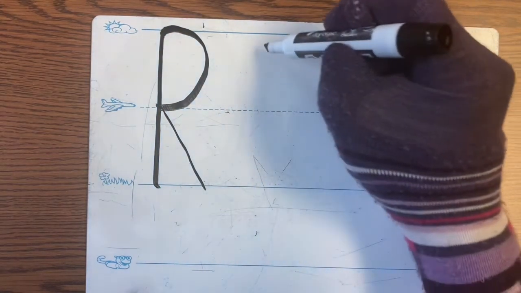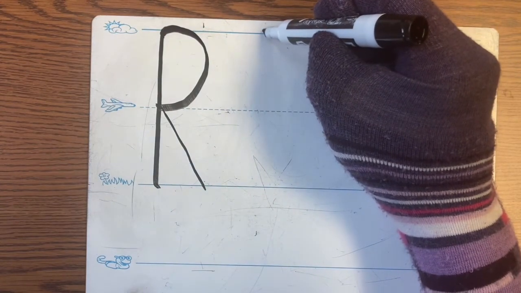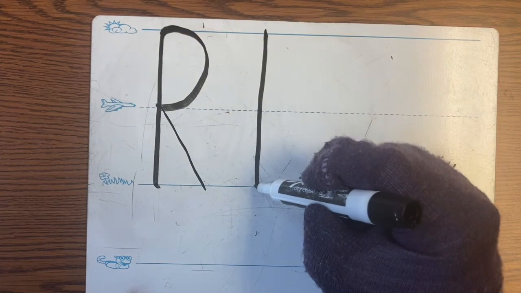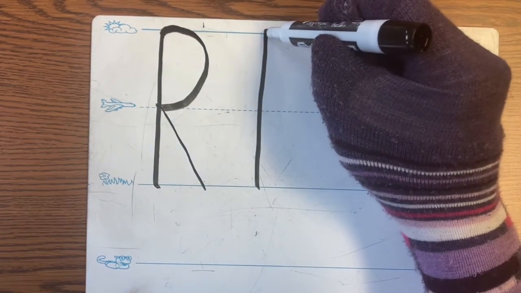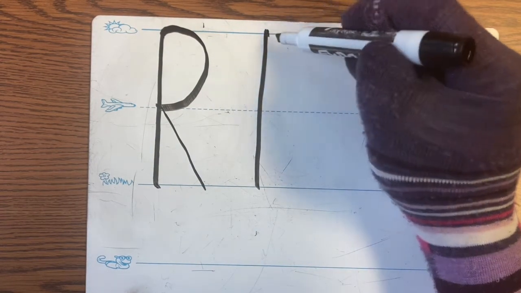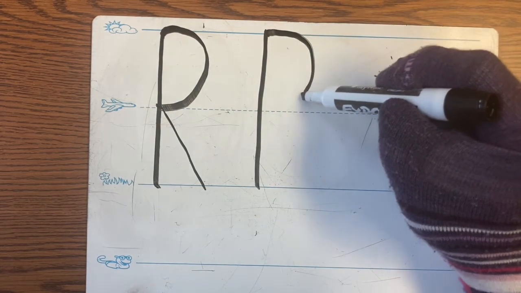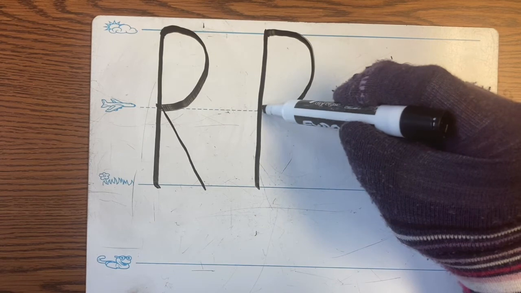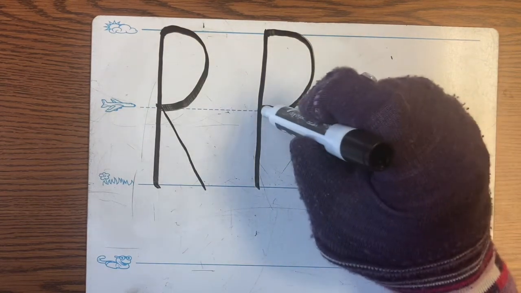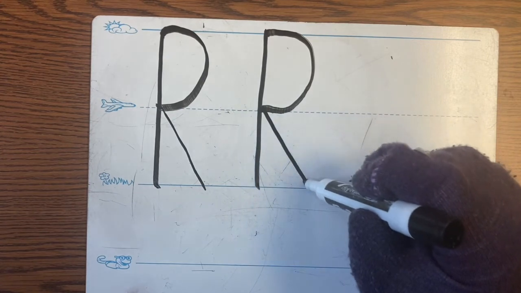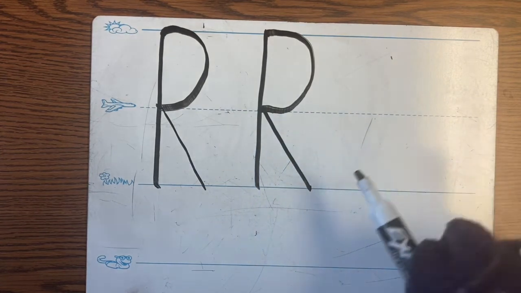Okay, let's see if we can do two more of those. Here we go. Pull straight down, down, down, down, down to the grass line. Frog jump all the way back to the top here at the skyline. Stay on the skyline a little bit, make our bubble, go down to the plane line, and then here we go. We're gonna slide down to the grass line.